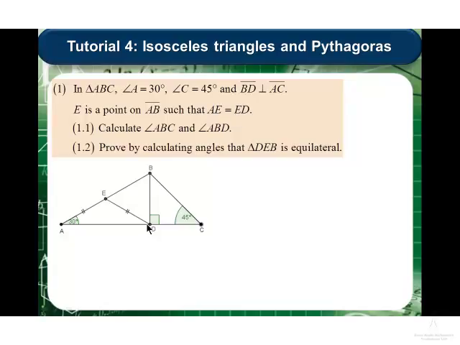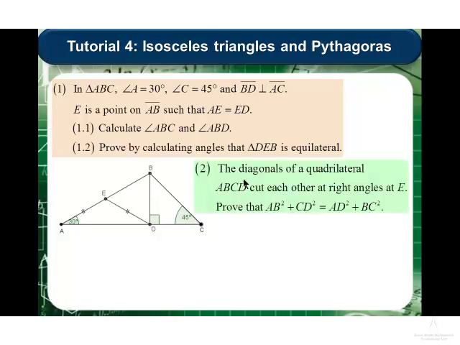AE is equal to ED if we construct. So we create a little isosceles triangle within the triangle ABC. In that case, calculate the angle ABC as well as the angle ABD. And finally, for this part of the tutorial, prove by calculating angles that the triangle DEB is equilateral. And just check again what it means for a triangle to be equilateral.